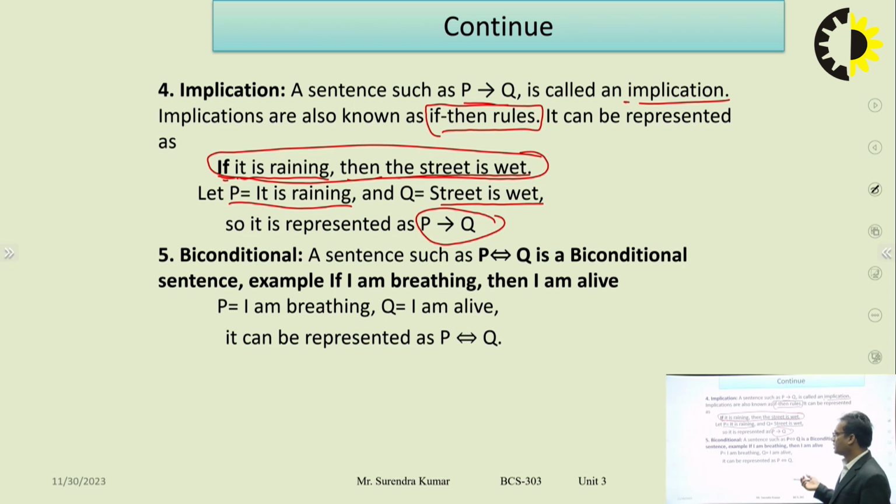Now we come to the next conditional statement. It is called biconditional. Why we say it is biconditional? Because it works both ways. So it is biconditional. So we take an example, and this biconditional statement is represented with the help of this connective, double direction arrow, bidirectional arrow.